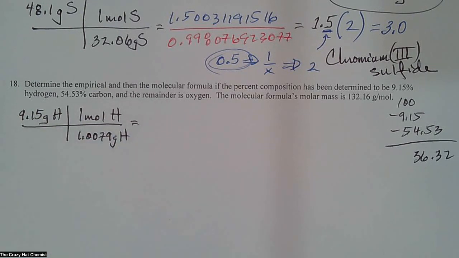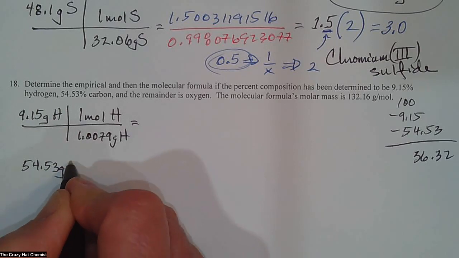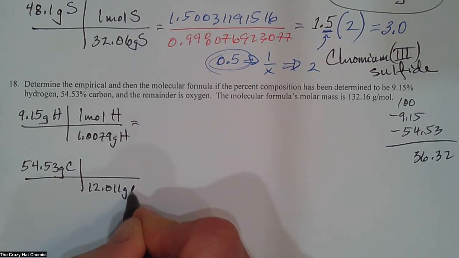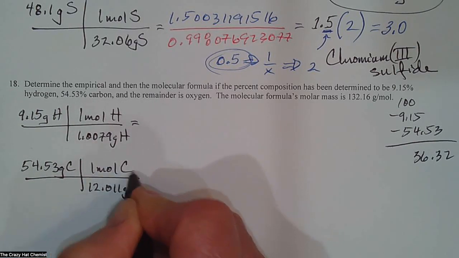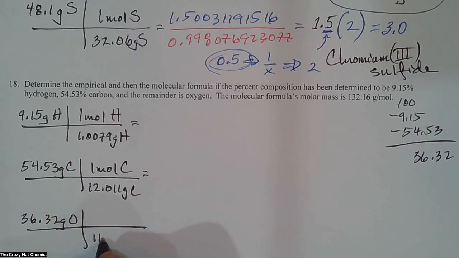And then I have, what do we have? We have carbon, okay? And so that is 54.53 grams carbon, and that's 12.011 grams carbon. That's 1 mole of carbon. And then I have my oxygen at 36.32 grams of oxygen, and that's 16.00 grams oxygen. That's equal to 1 mole of oxygen.